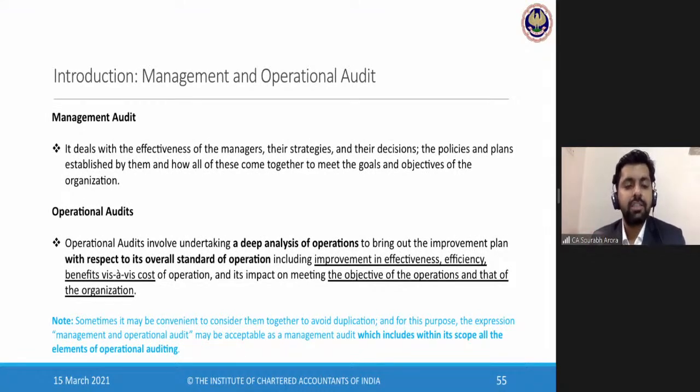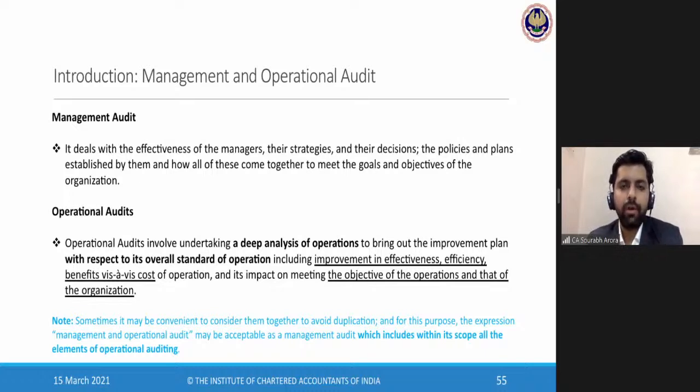So what is the meaning as stated here? A deep analysis of operations to bring out the improvement plan with respect to its overall standard of operation, including improvement in effectiveness, efficiencies, cost benefit, and the objective of the operations and that of the organization. So we have to see what the SOPs are and what the objectives of those SOPs are, whether they are being met, whether there is any divergence, what the cost benefit analysis is, what benefits we are getting by incurring that much cost through the operations, and whether the objectives of not just the operations but the organization are being met through the conduct of that operation.